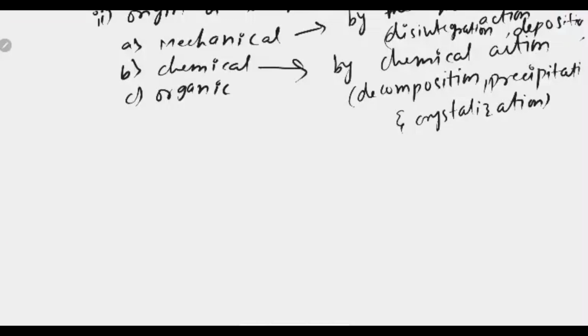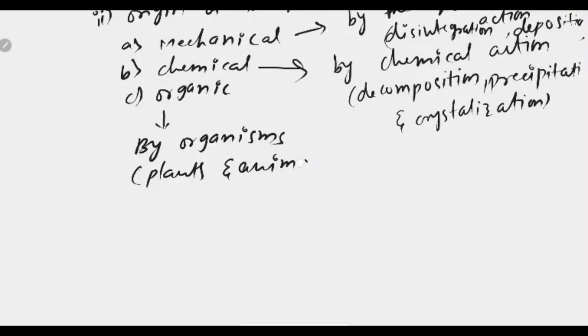Organic origin means it is derived from the pre-existing rocks by activities of the organisms, both plants and animals.